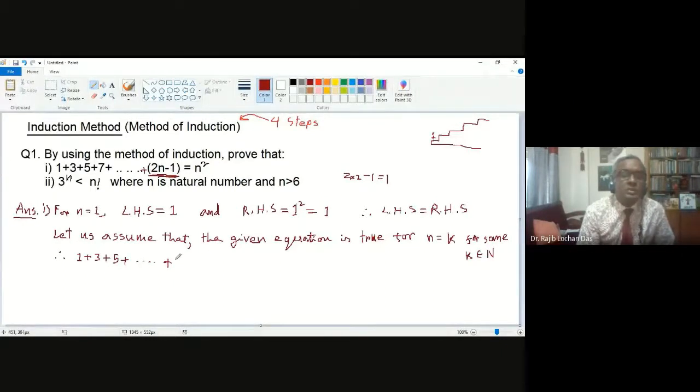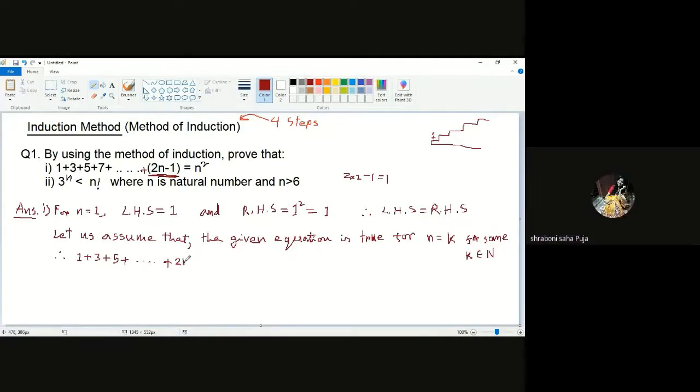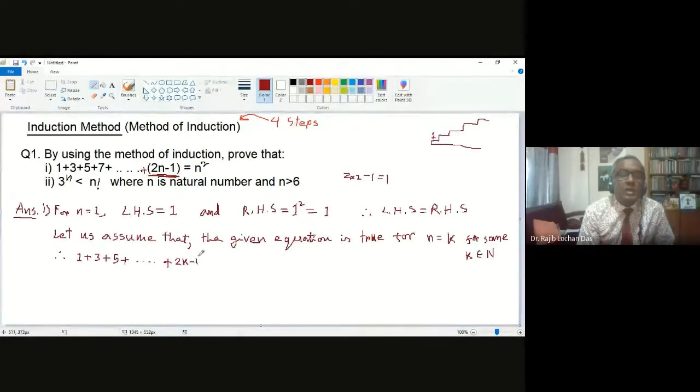Is that okay? Do you understand? Yes, sir. N equal to k you are putting, so the last number is this. Because in the pattern, in the equation, it is 2n minus 1. So you can stop at n equal to 5. You can stop at n equal to 7. You can stop at n equal to 500. That is not a problem.